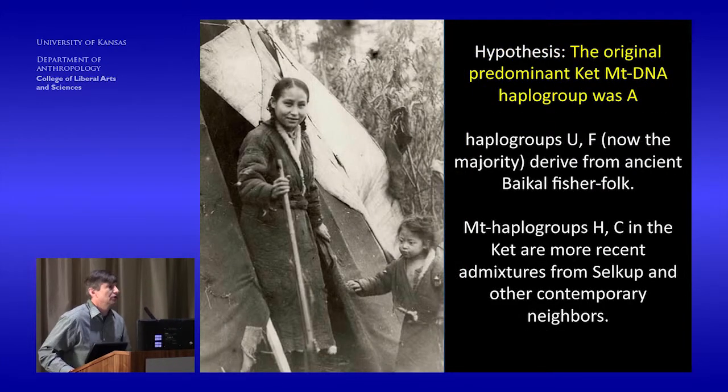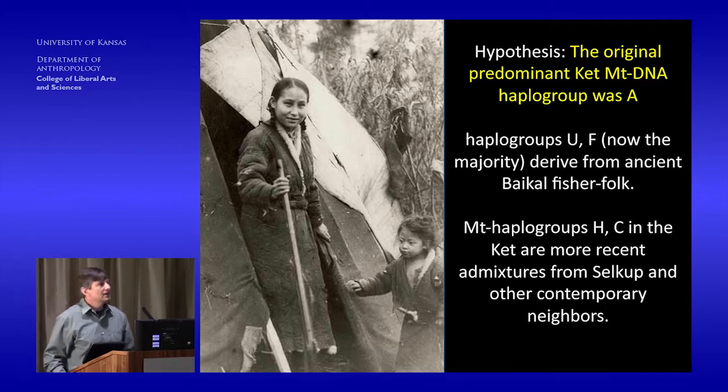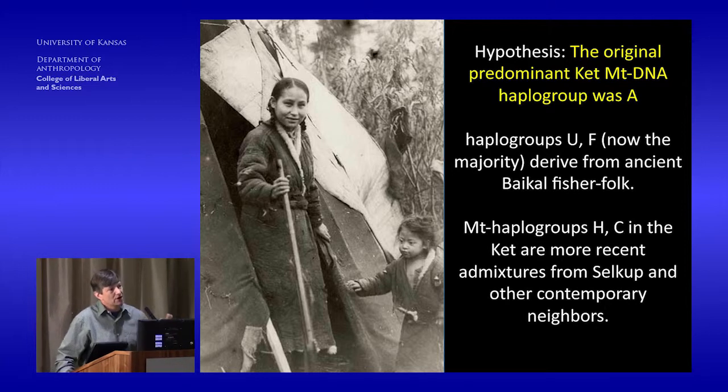My hypothesis is that the original mitochondrial DNA, if there was a predominant one associated with this earlier hunting culture, was the A haplotype. And the U and the F were added by exogamous connection with these ancient fisher folk, who probably had a maternal culture on the rivers in the southernmost area of Lake Baikal, where modern cat people seem to have originated. And the haplogroups A, H, and C in the mitochondrial DNA seem to have come from later admixtures with people from either the east or the west.